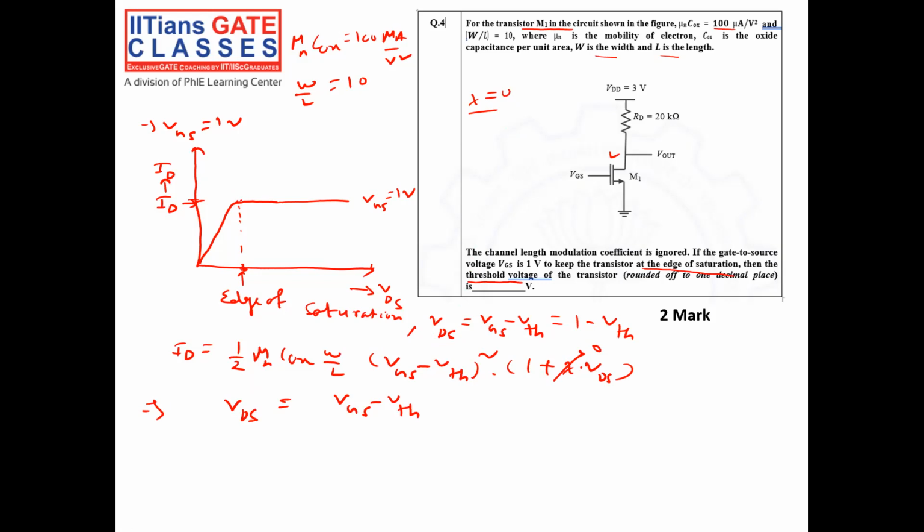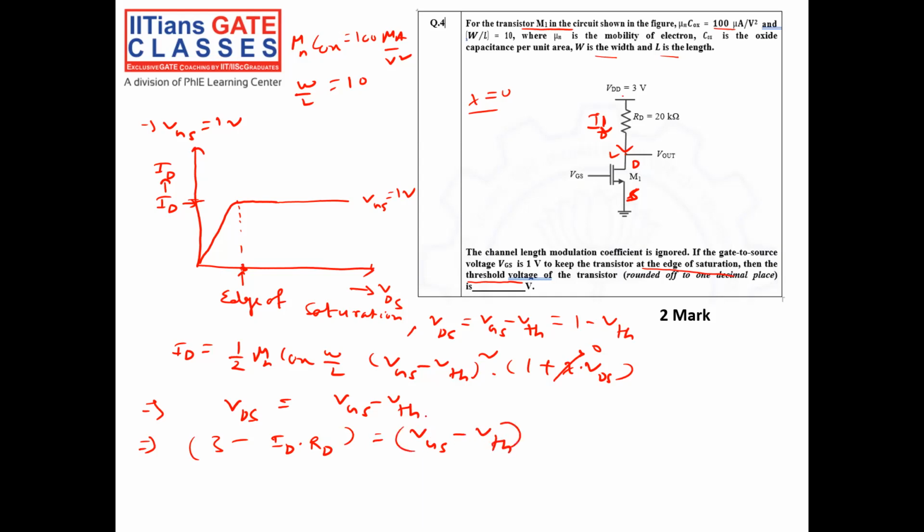The transistor will enter into saturation at this point, where VDS is equal to VGS minus VTH. So this is the drain, this is the source. What is VDS? The current flowing through the transistor is ID. So VDS is nothing but VDD, which is 3 volt here, minus ID into RD. VDD minus ID into RD is nothing but VDS, equal to VGS minus VTH.